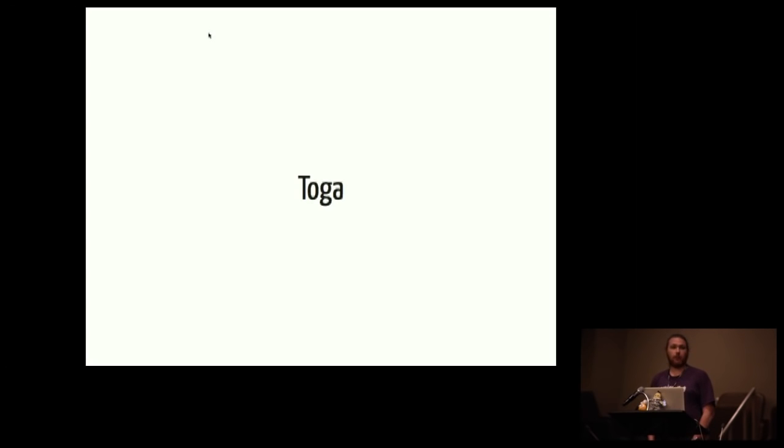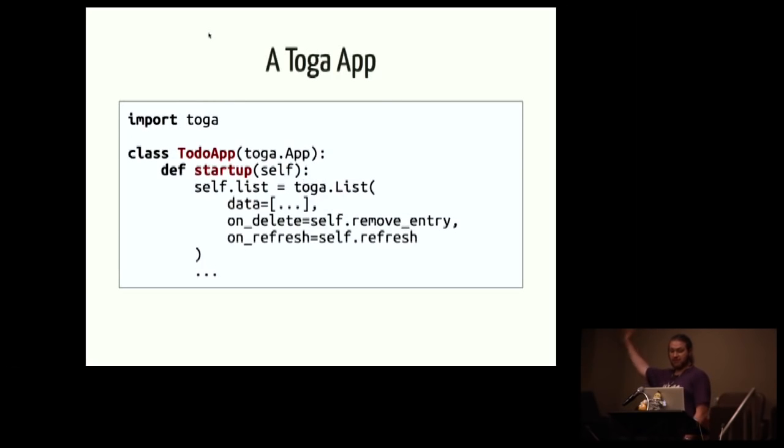Toga is a wrapper around native system calls, so you have a common interface to generate native system widgets. However, you still have access to all of the platform internals if you want them, so you can drop down to a completely native API call anywhere you need to. So here's a bit of a taster of what it looks like in practice.